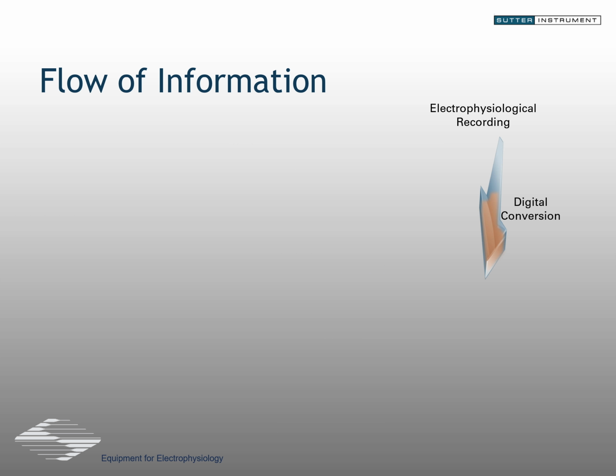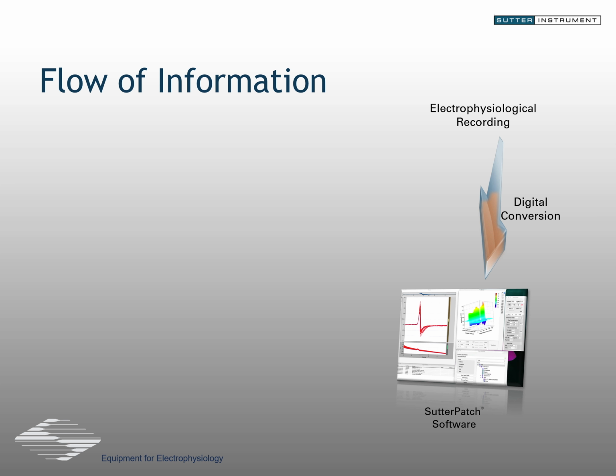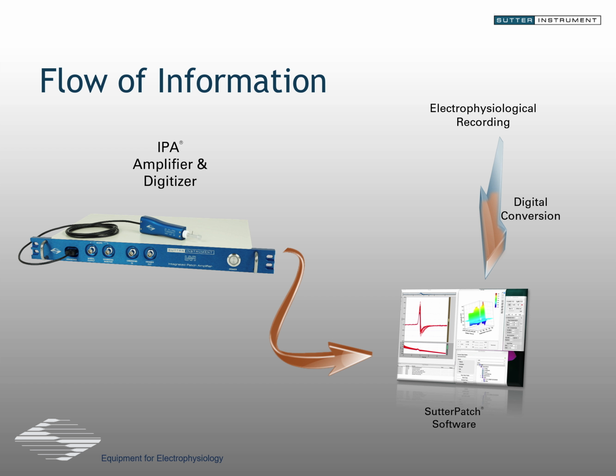And so now if we redraw this chart with an IPA as an example, instead of a separate amplifier and digitizer, what we see is that now we have the IPA and the integrated digitizer can essentially handle everything and communicate directly with, in our case, Sutter Patch software.